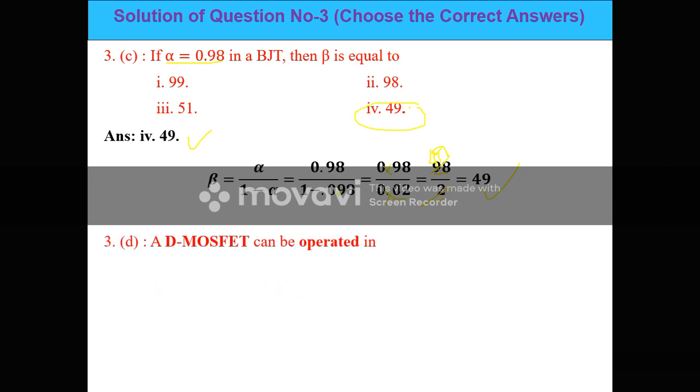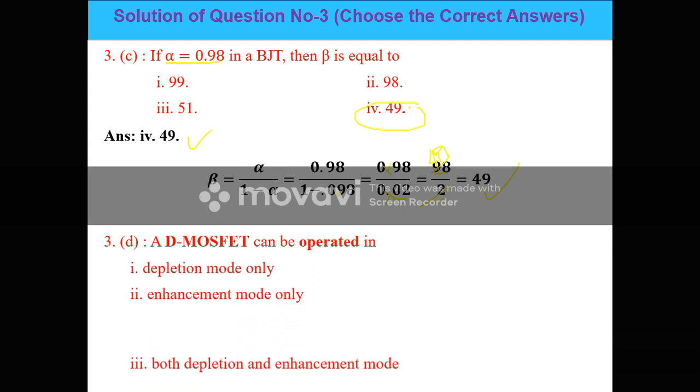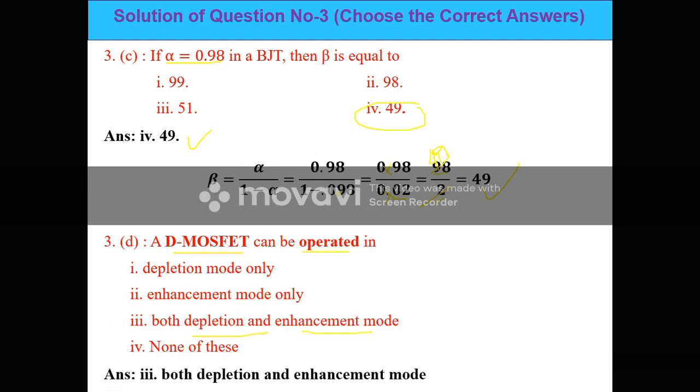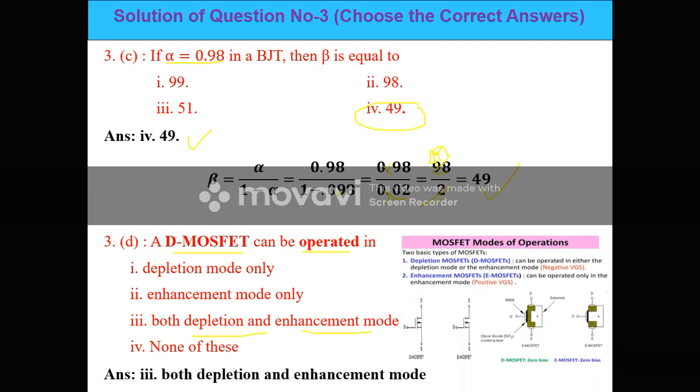A DMOSFET can be operated in depletion mode only, enhancement mode only, both depletion and enhancement mode, or none of these. So a depletion MOSFET can operate in both depletion as well as enhancement mode. Let me show the MOSFET modes of operation.